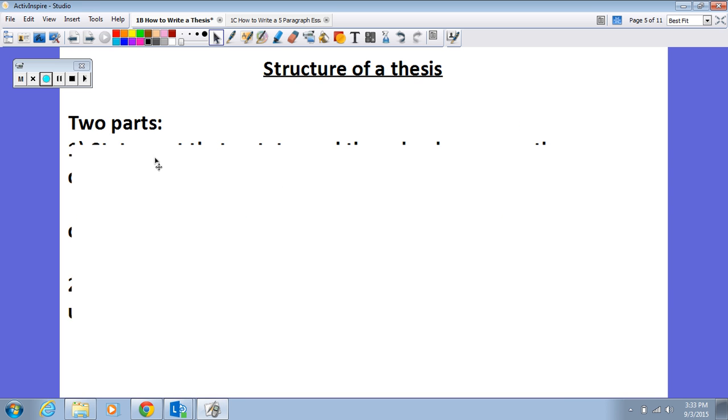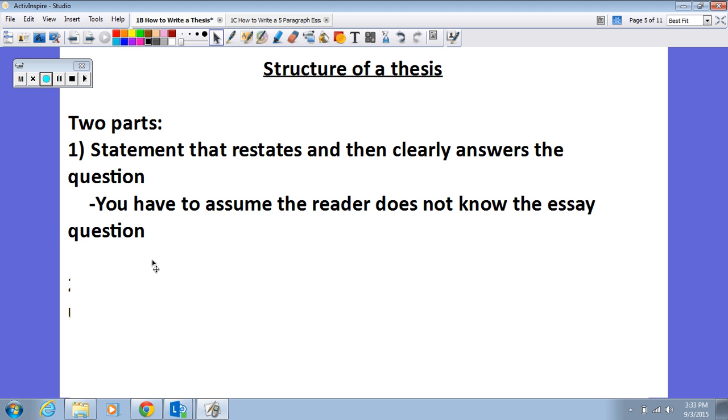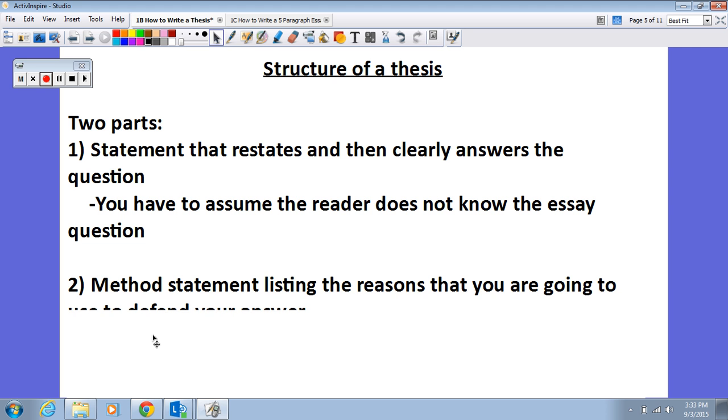Structure of the thesis. We've got two parts. The statement that restates and then clearly answers the question. Guys, you have to assume the reader does not know the essay question. So when I'm writing that basketball essay, and I have to say LeBron James is the greatest player of all time, they're not going to know that the question that I was addressing is who's the greatest basketball player of all time. And the second thing is called a method statement, and that's going to list the reasons that you are going to use to defend your answer.